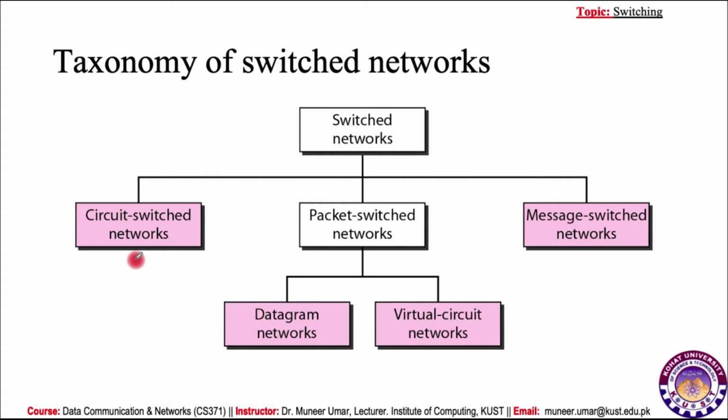These are the categories of switched networks. We have circuit switched networks. We can also call it circuit switching. Then we have packet switched networks. And the third type is message switched networks. The packet switched networks can be further divided into datagram networks and virtual circuit networks.